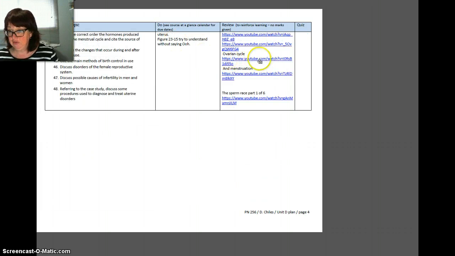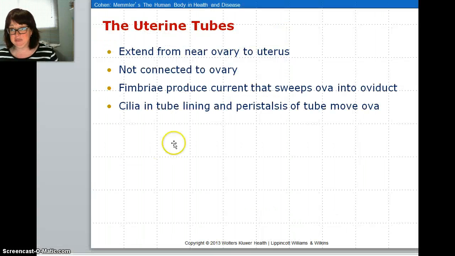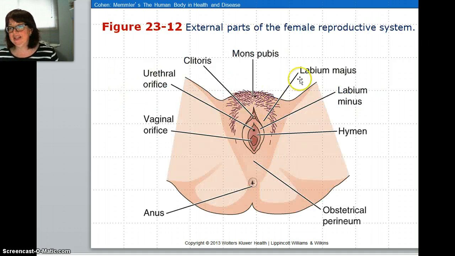Okay. Here you have an ovarian cycle and you have ovulation. Very interesting, a little more detail than you need to know, but the sperm race will talk about the difficulty or all the different things the sperm has to encounter on the way to finding the female egg.